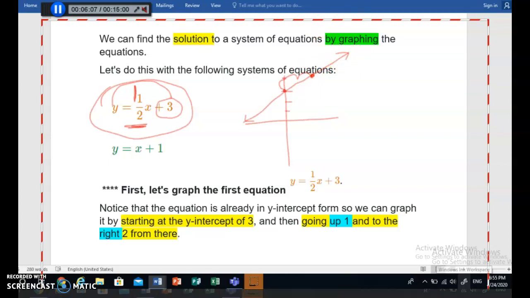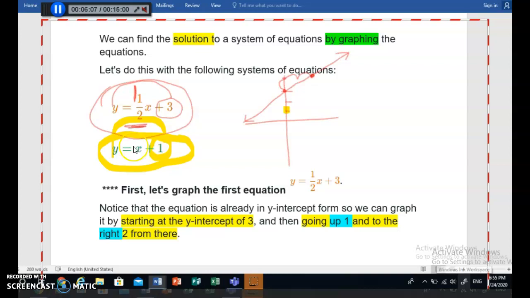Now let's take a look at our second linear equation, y equals x plus 1. So where is its y-intercept? Let's take a look. Y-intercept. You got it? Correct. It is 1, so we're going to put a point right here. Then the slope is 1 over 1. How do I know it's 1 over 1? It doesn't say anything.